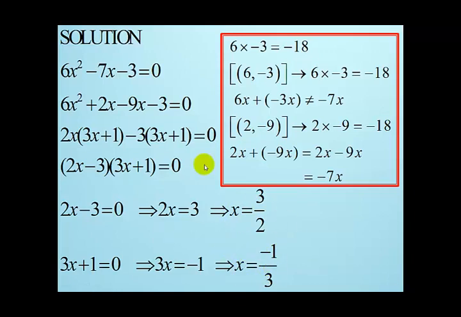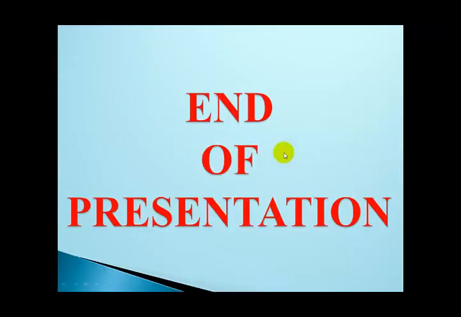So the values of x for which 6x² - 7x - 3 is equal to 0 are x = 3/2 and x = -1/3. This is the end of our presentation on quadratic equations.